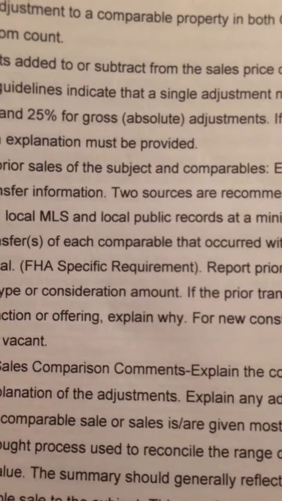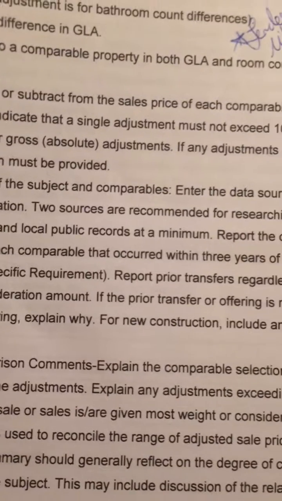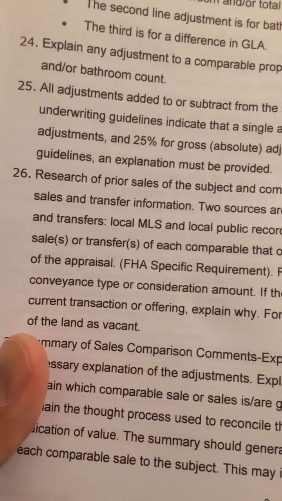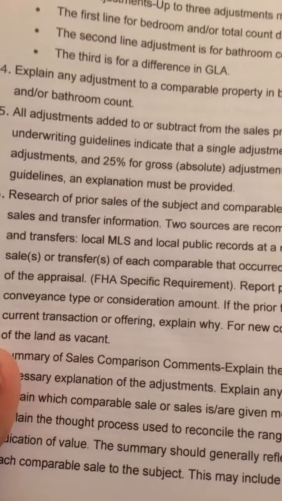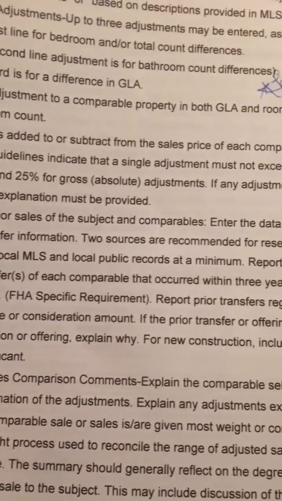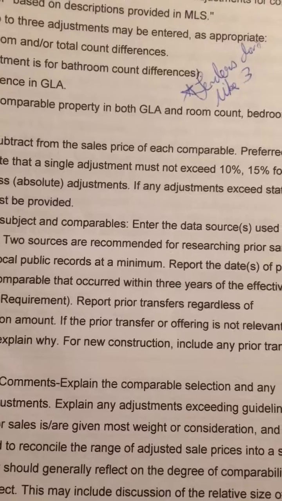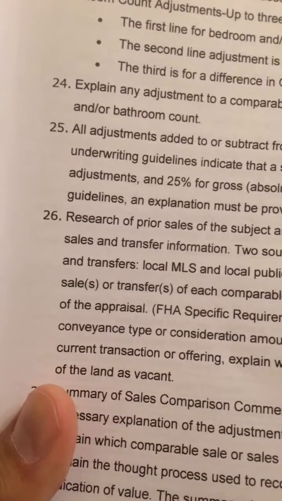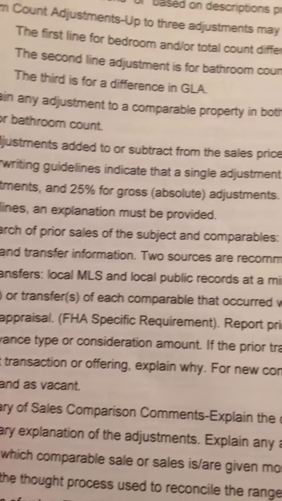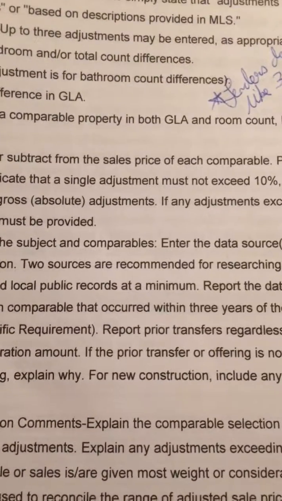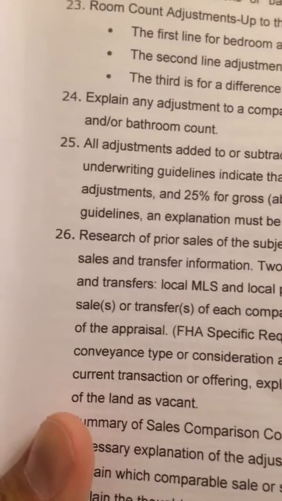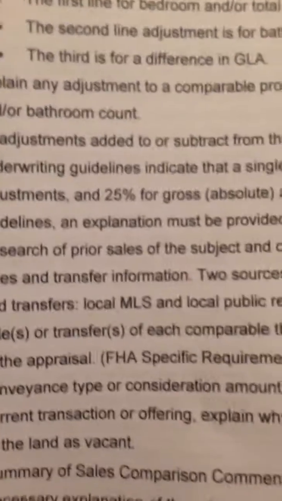FHA specific requirement. Report prior transfers regardless of conveyance type or consideration amount. If the prior transfer or offering is not relevant to the current transaction or offering, explain why. For new construction, include any prior transfers of the land as vacant.